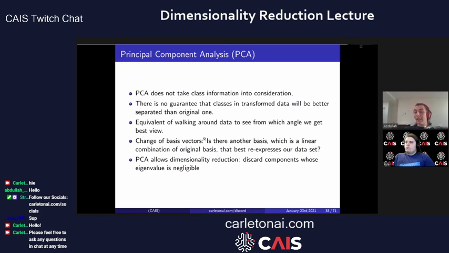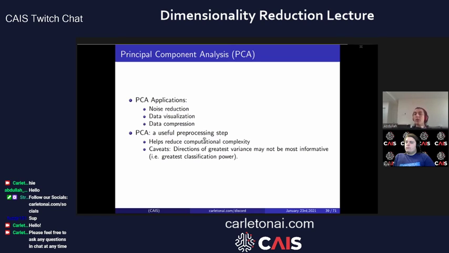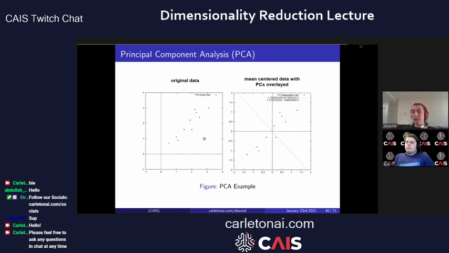So PCA will allow us to do this dimensionality reduction by simply discarding the components that have very small eigenvalues, right? So the main applications for PCA are noise reduction, data visualization, and data compression. And it can also be useful as a pre-processing step by reducing the computational complexity of the model, right? But you should be careful because if the direction of greatest variance is not the most informative one, then PCA is not a very good idea, right?